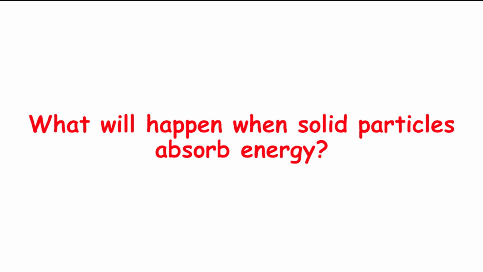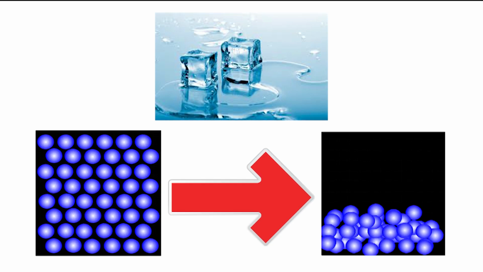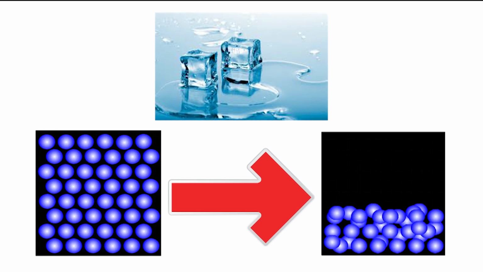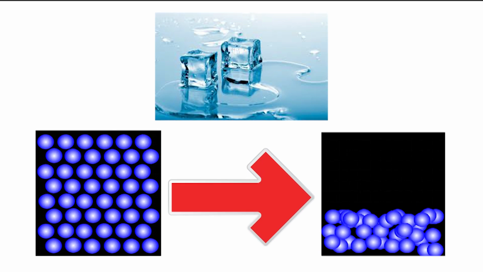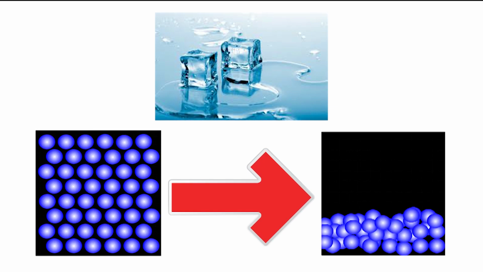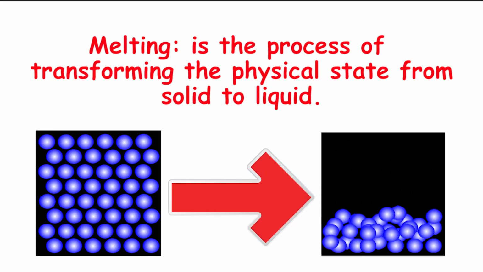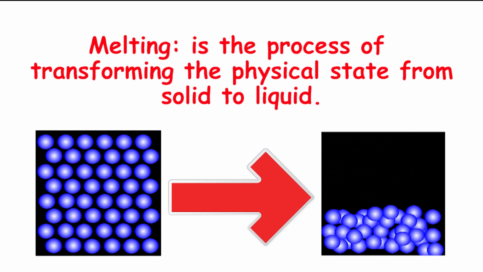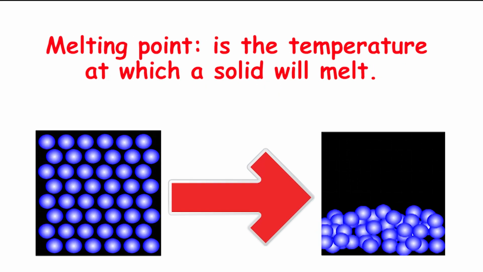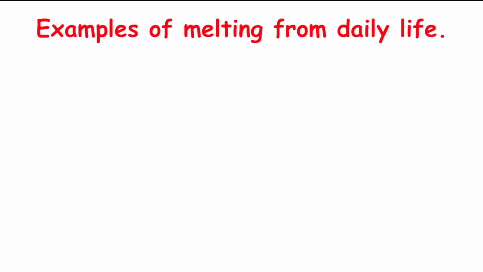What will happen when particles absorb energy? In front of me is this ice cube. When particles absorb energy, they start moving faster. This energy will disturb the tight organization of particles in the solid. So, particles will slide past one another, and the physical state will turn into liquid. This process of transforming the physical state from solid to liquid is called melting. The temperature at which a solid will melt is called the melting point. Give me examples of melting from your daily life.